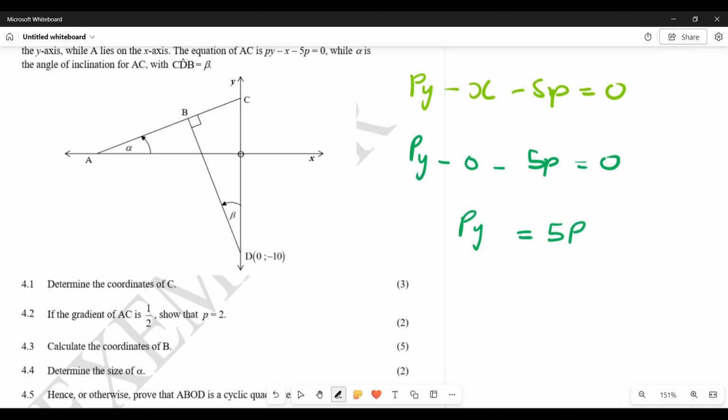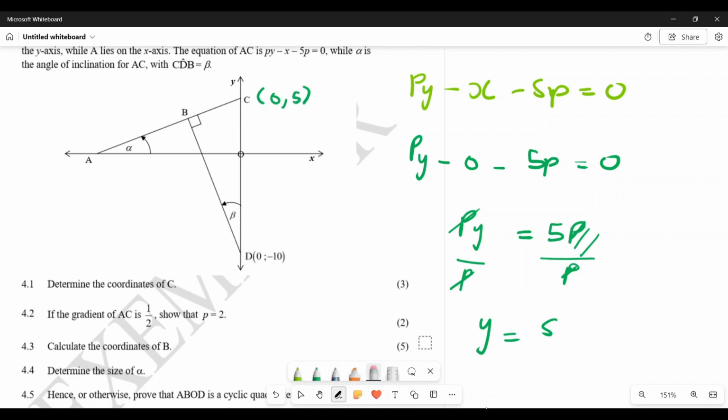Now I want to make this equation in terms of y because I'm determining the y coordinate at C. So I'm going to divide both sides by p. If I do so, this p is going to cancel out with this p, and the same applies to this p here, which is going to cancel out with the p at the bottom. So as a result, my y is going to be equal to 5. So the coordinates of C are going to be 0 and 5. So the coordinates here are 0 and 5.